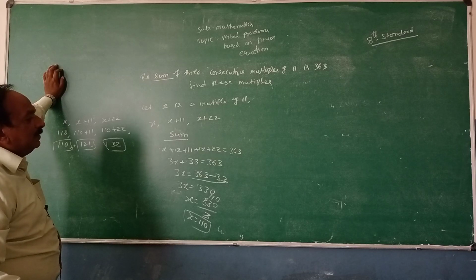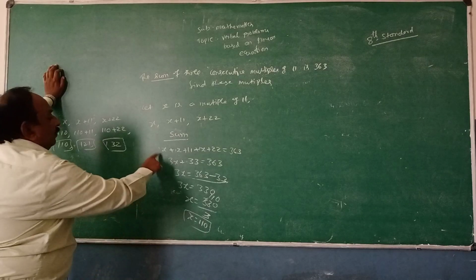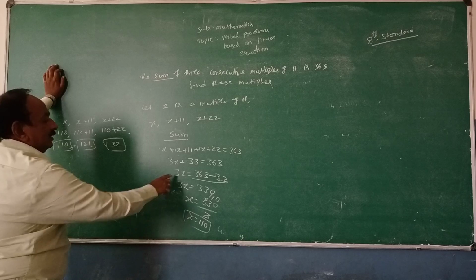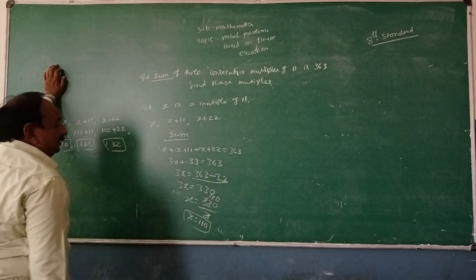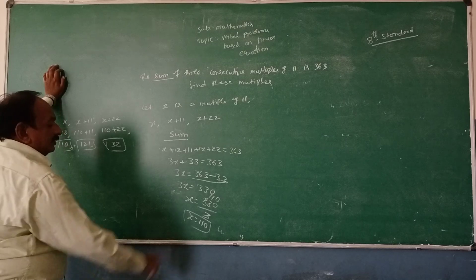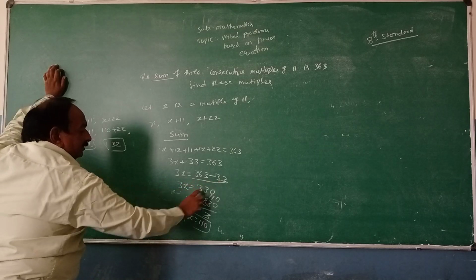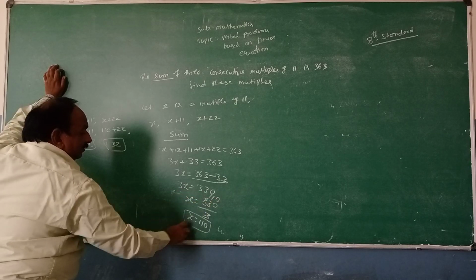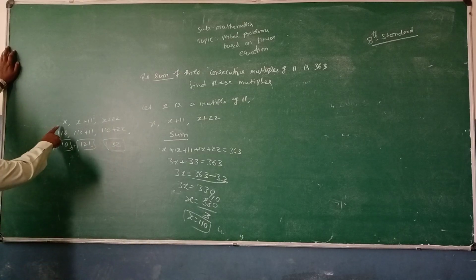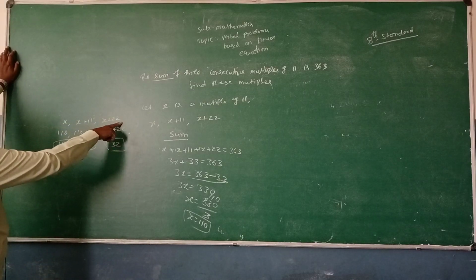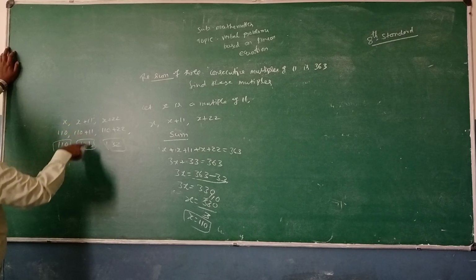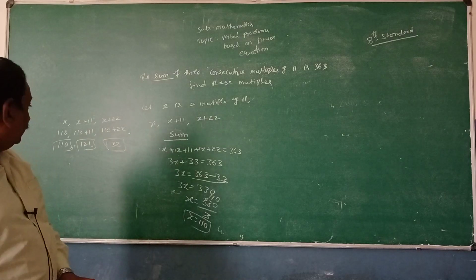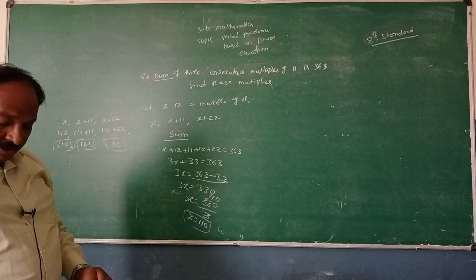x plus x plus 11 plus x plus 22 is equal to 363. 3x plus 33 is equal to 363. 3x is equal to 363 minus 33. 3x is equal to 330. 363 minus 33, what do you get? 330. x is equal to 330 by 3. x is equal to 110. The numbers are x, x plus 11, x plus 22: 110, 110 plus 11, 110 plus 22. That is equal to 110, 121, 132. The numbers are like that.